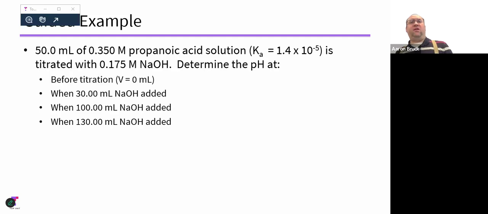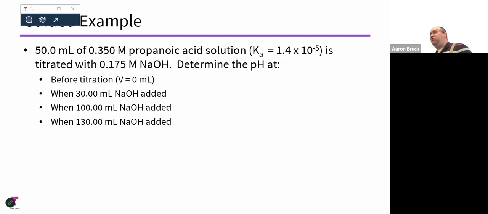We have 50 milliliters of 0.350 molar propanoic acid. Ka for propanoic acid is 1.4 times 10 to the negative fifth. We're titrating it with 0.175 molar sodium hydroxide. We want to know what the pH is under these four conditions.